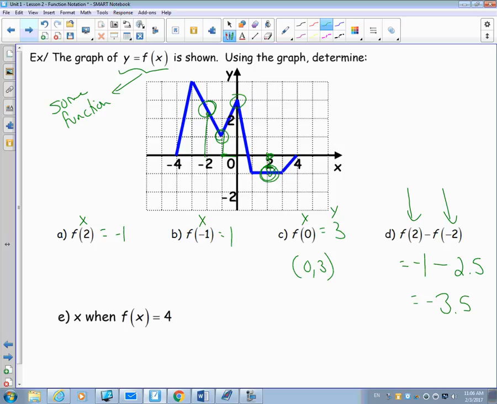Then letter E, find x when the function is 4. So this is a different question. I want to know x when y is 4. So I find 1, 2, 3, 4 on my graph. Here's where y is 4. When is the function there? Right at that point. What's the x value? x is negative 3. So basically I'm saying there's a point on our graph at (-3, 4). This time I was told the function value and asked to find x. With a graph, you can find them pretty easily.